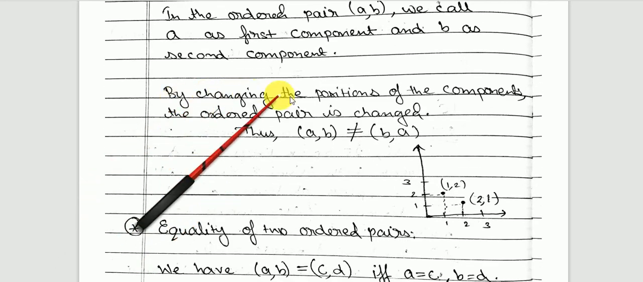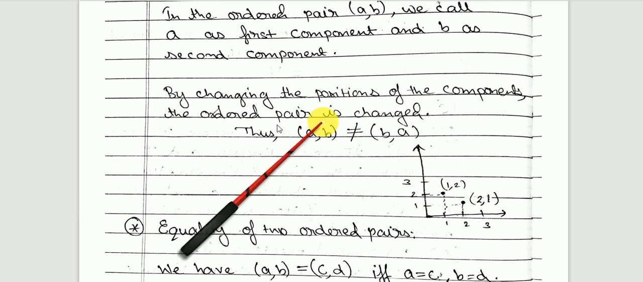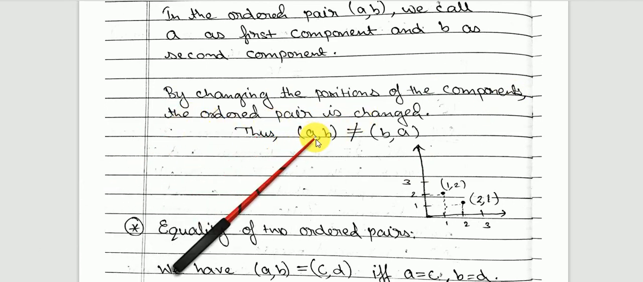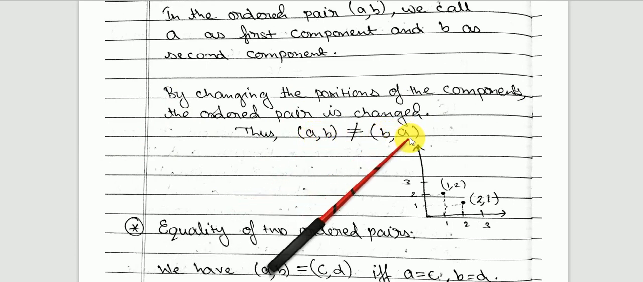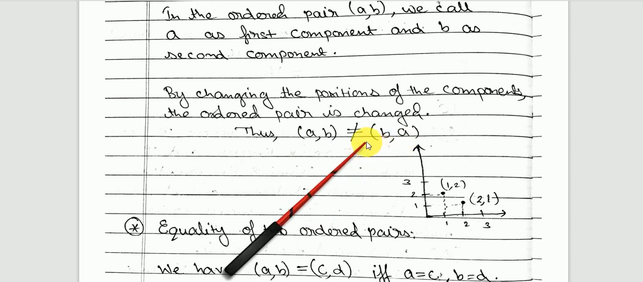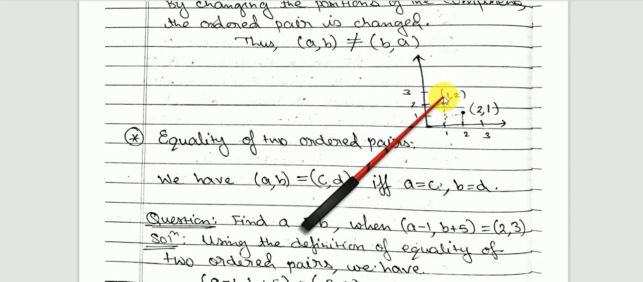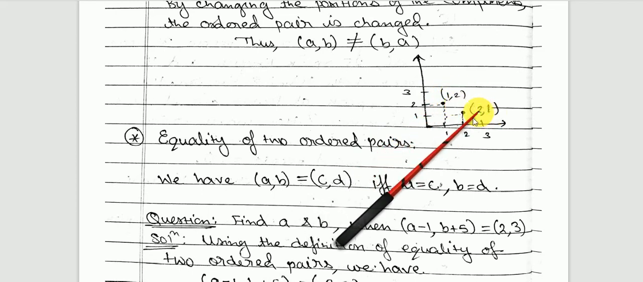Next, by changing the positions of the components, the ordered pair is changed. So that means this ordered pair a comma b is different from the ordered pair b comma a. Like here you can see an ordered pair 1 comma 2. If I change the position of the components, then I'll get 2 comma 1. Clearly they are different. Yes or no?